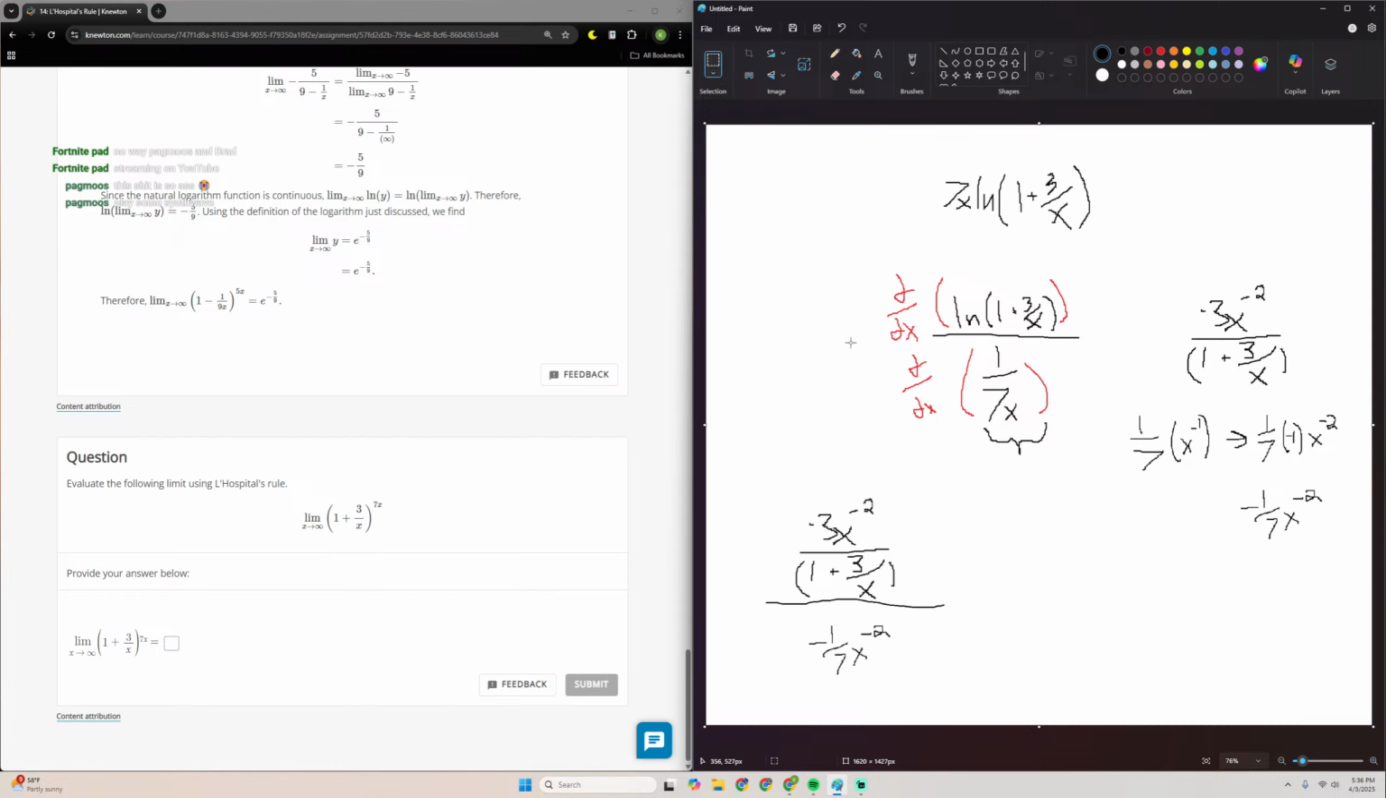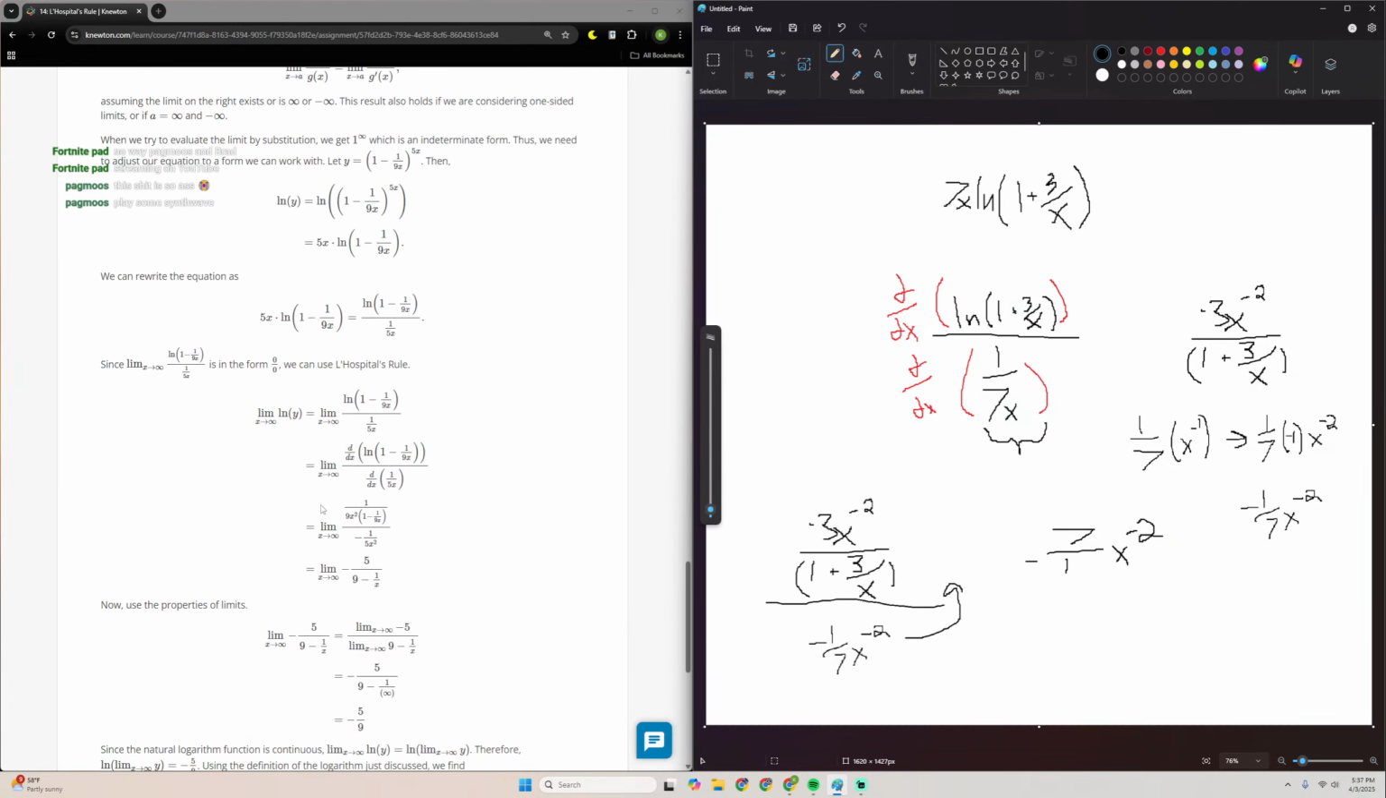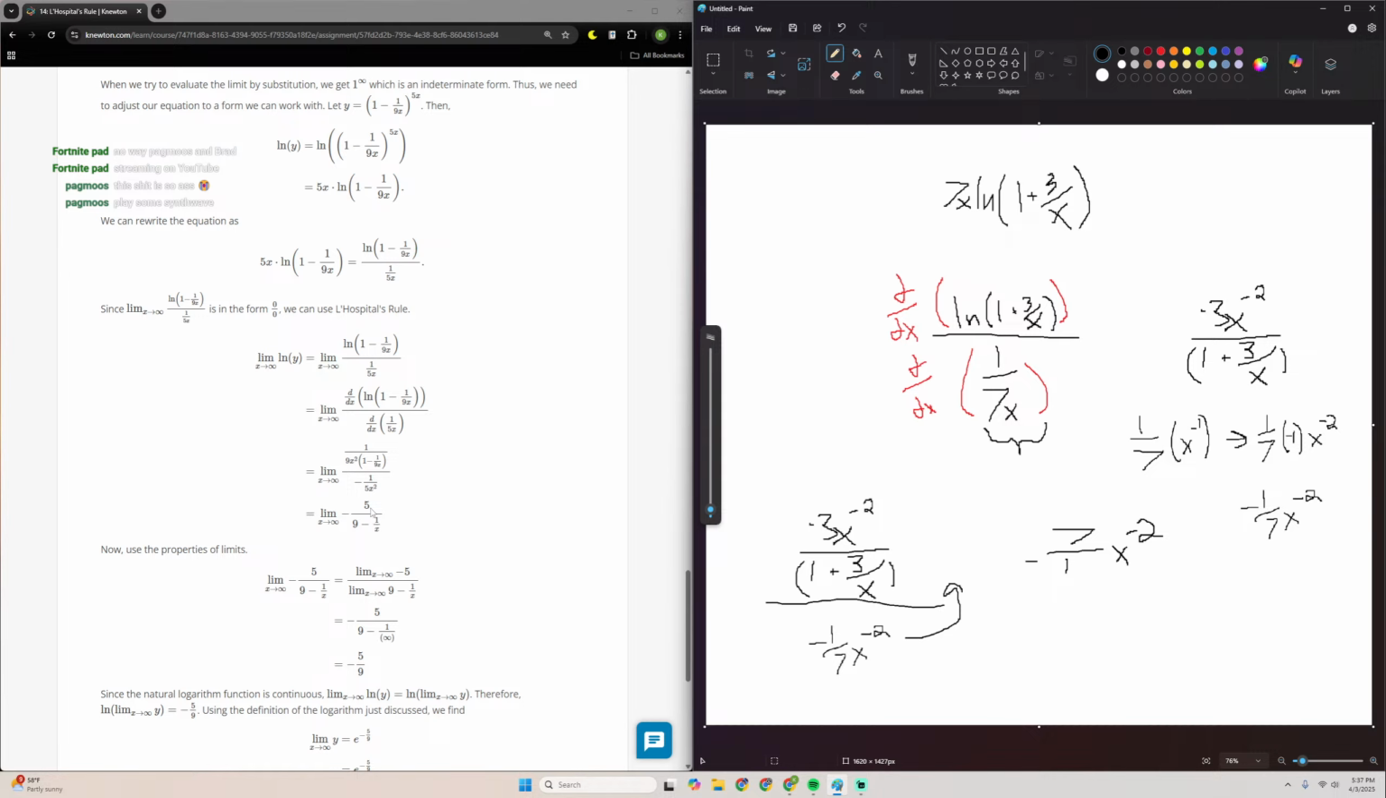Make it multiply again. In order to do this, we have to flip the 7 and the negative 1, so it becomes 7 over 1 negative x to the negative 2, right? That's what they did, right over here. And they multiplied by x. Yeah, that's what they did. That's why x. Okay, I got that.